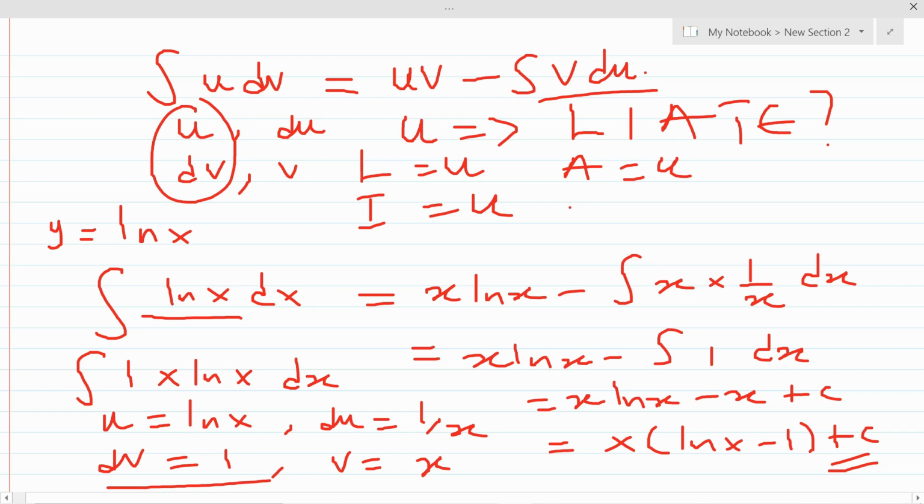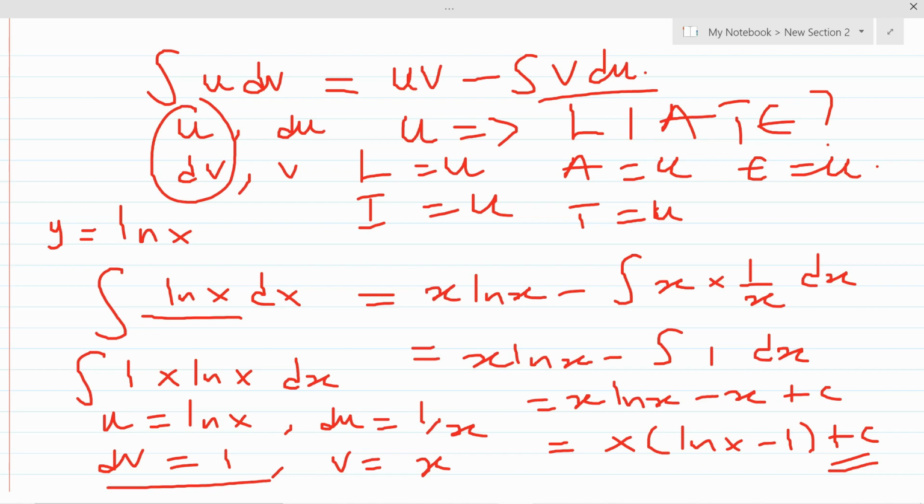Then you go to the fourth one, which is the trigonometric functions other than the inverse trig functions. So if you have sine, cos, whatever, and the previous three, log, inverse trig function, algebraic expression, are not in, then you choose your u to be the trig function before you consider the other thing. And the last thing is what? The exponential. Always the exponential is the last one. So you first consider all these things.